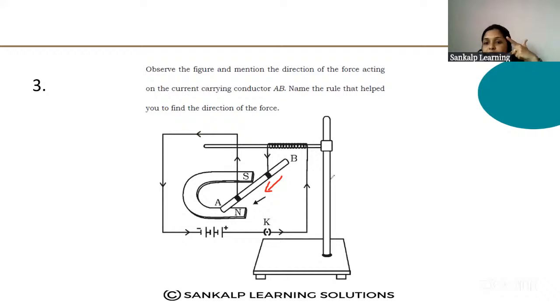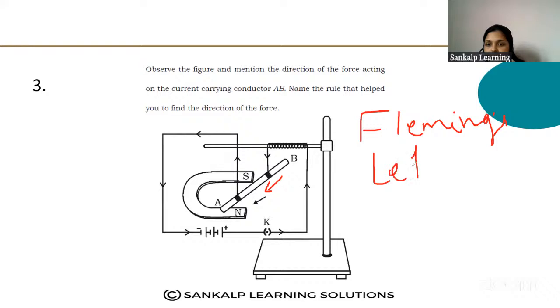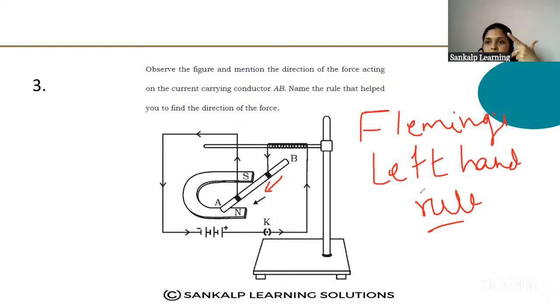This is Fleming's left hand rule. Here you already know what these three fingers represent. The thumb represents the direction of the force, the index finger represents the magnetic field, and the middle finger represents the direction of the current.